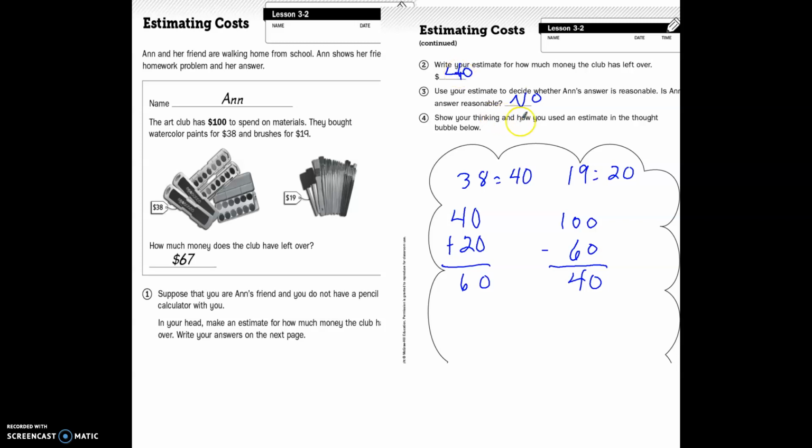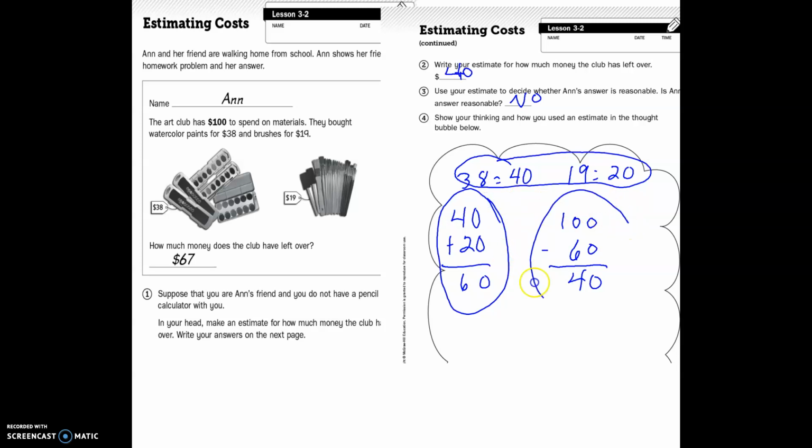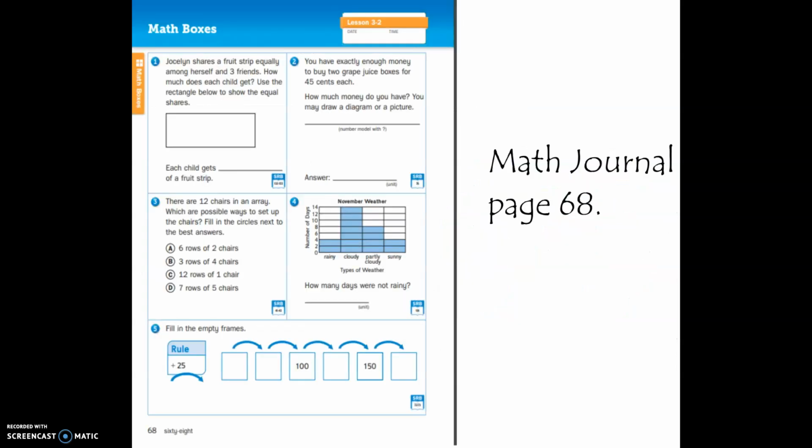And show your thinking and how you use the estimate in the thought bubble. This is exactly what we did. Here's our estimate first. Found the total for the estimate. Then we showed how we used the estimate. Sometimes you can just do it in numbers like I did. Sometimes you can write it out like some of the examples that I showed. All right, so for your work today, you're going to do Math Journal page 68.